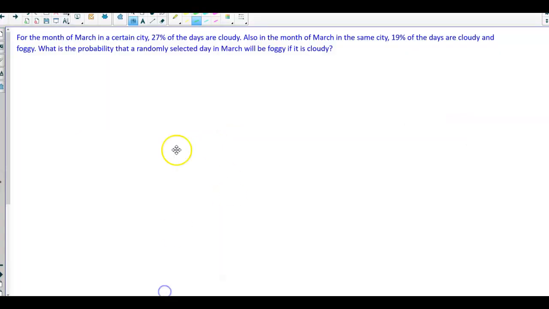Okay, so first let's take a look here. We're going to designate that 27% of the days here are cloudy. Okay, and we know that 19% of the days are cloudy and foggy. And we want to know what is the probability that a randomly selected day in March will be foggy if it is cloudy.